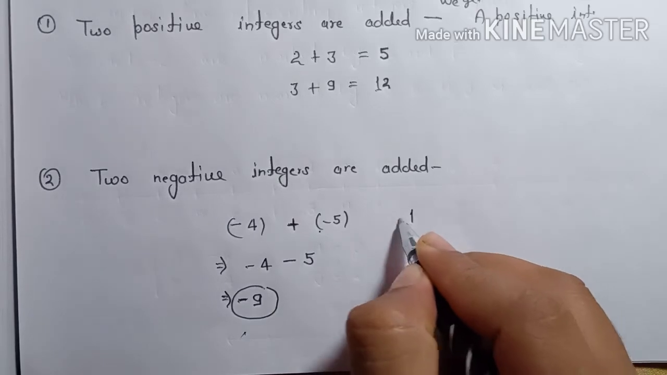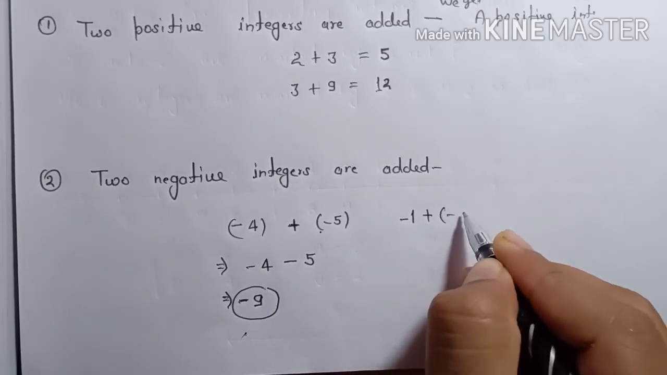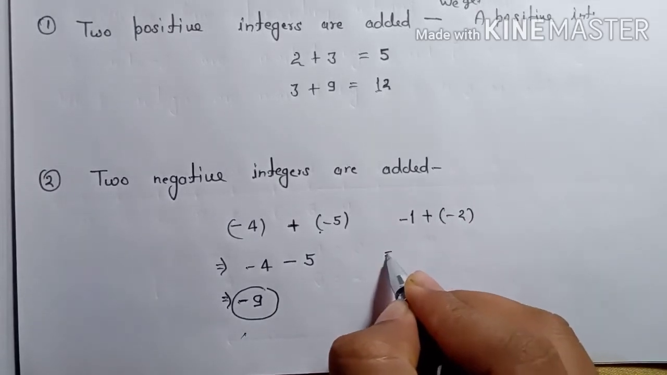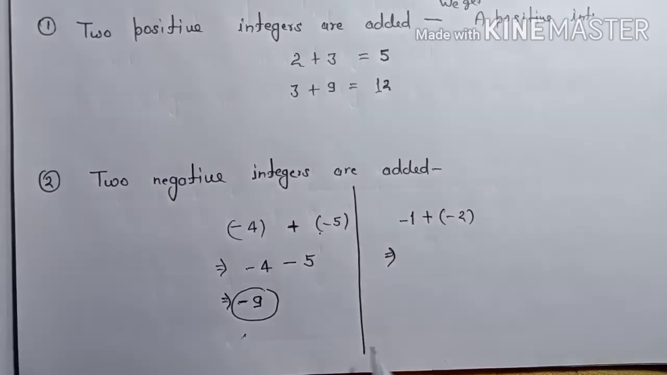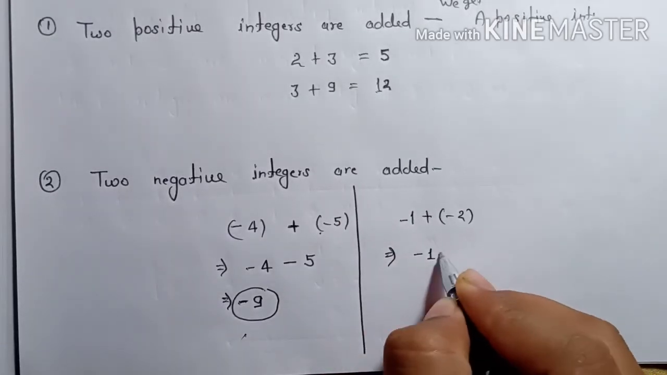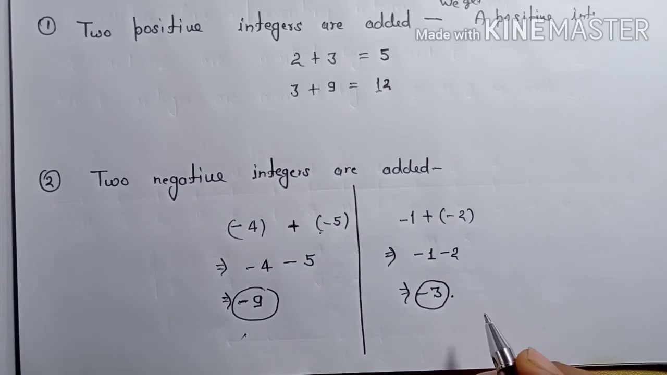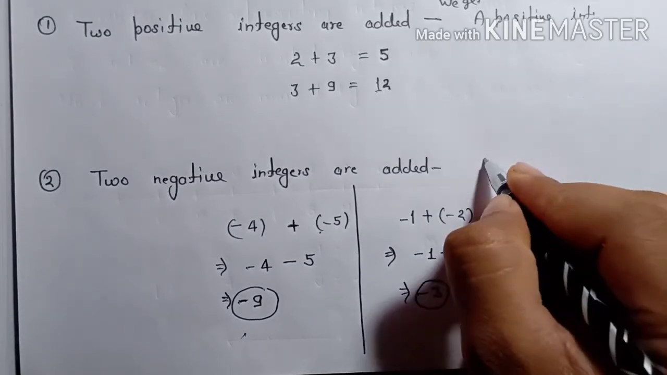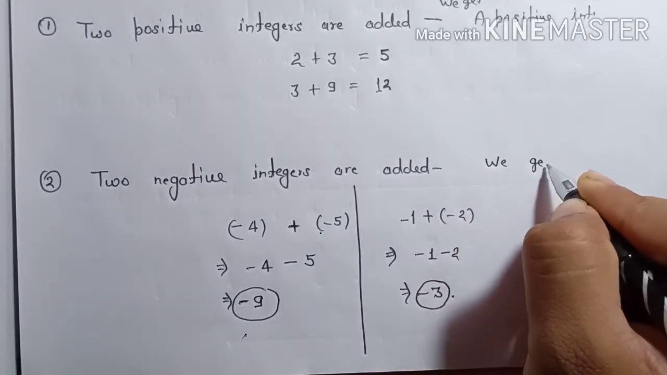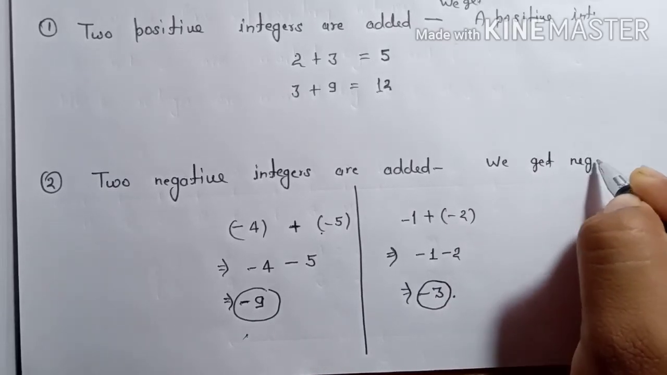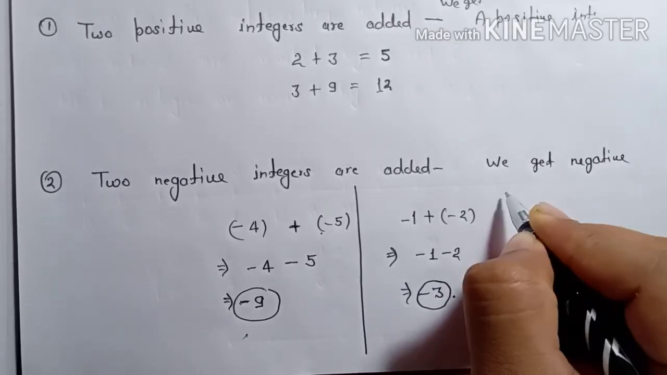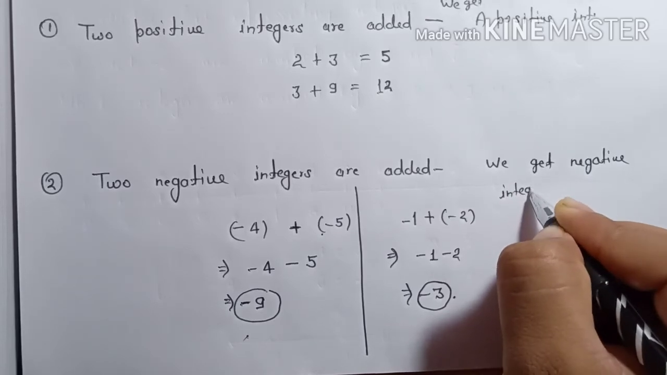Take for more example, that is minus 1 and plus minus 2. Here this will be again minus 1 and minus 2, that is equal to minus 3, again a negative integer. So this is the result that we get: negative integer.